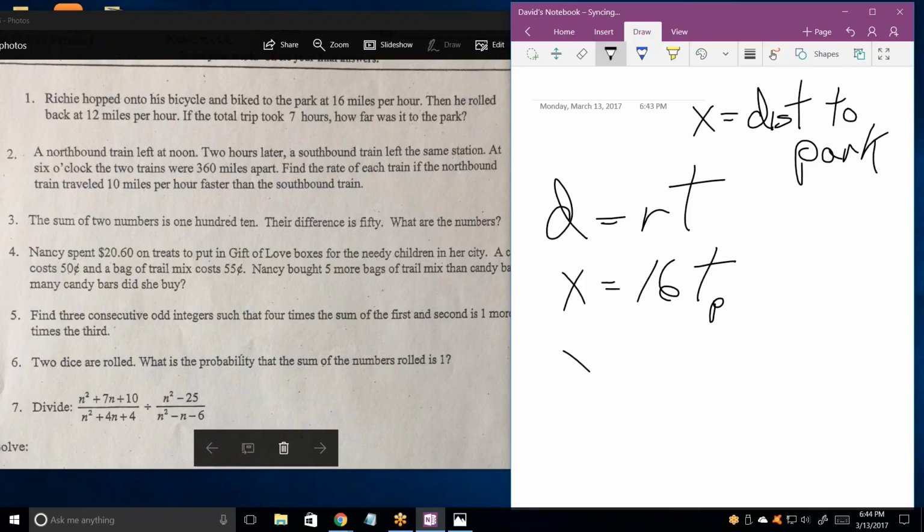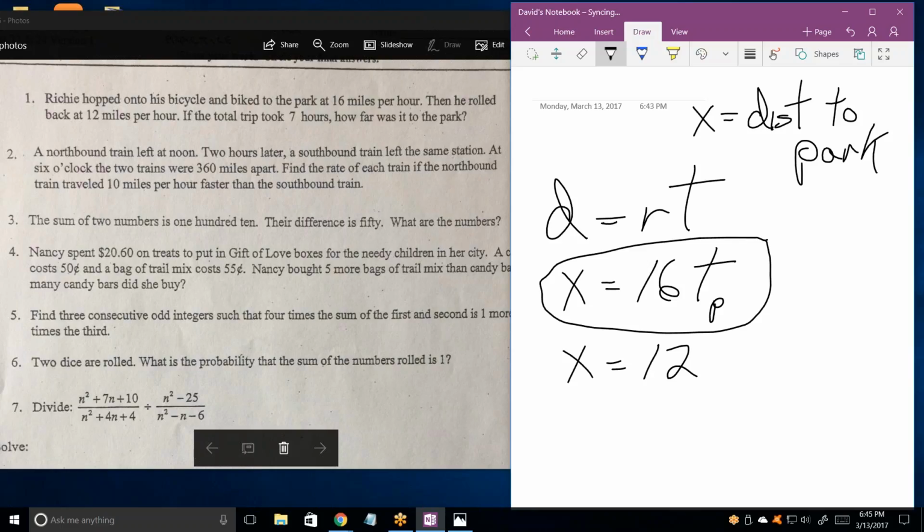The other equation is the time that it takes to get from the park back to my house, where I slowed down a little bit. I was only going 12 miles per hour. X is the distance to the park. This was the equation I got by going to the park. And T is the time it took to go to the park, which they don't give us yet.